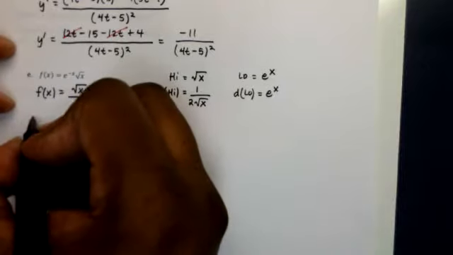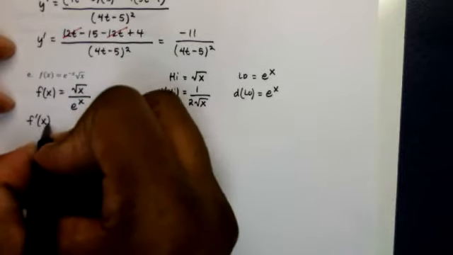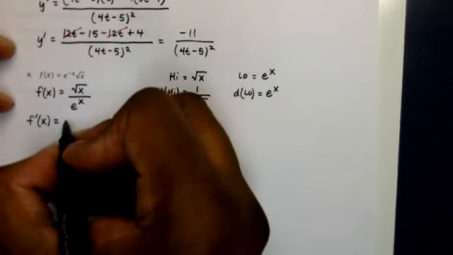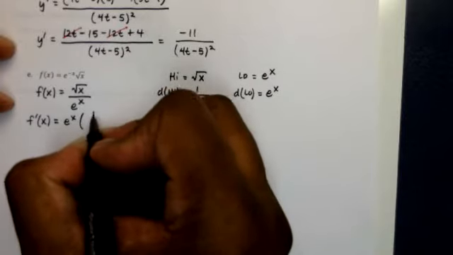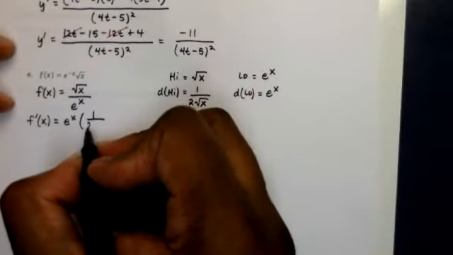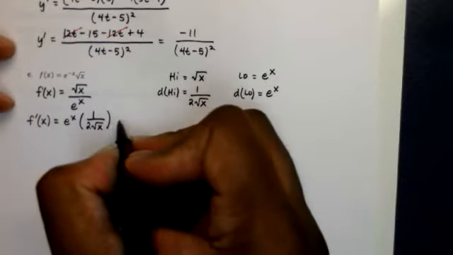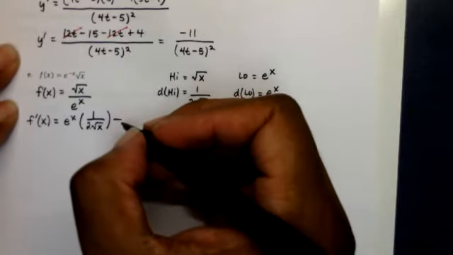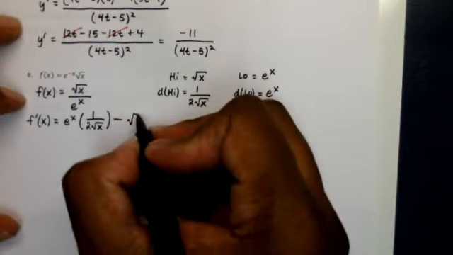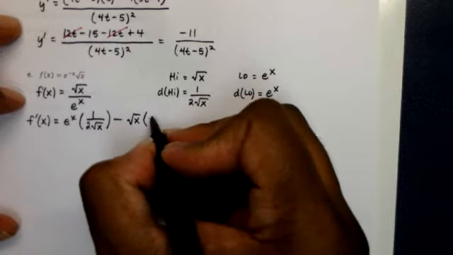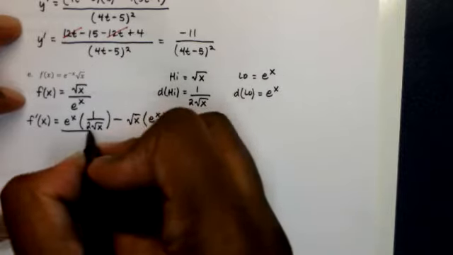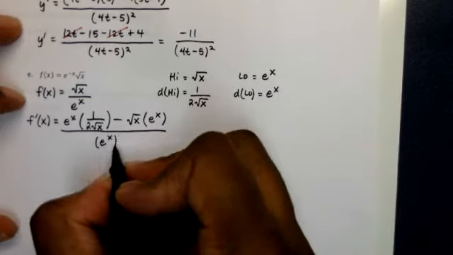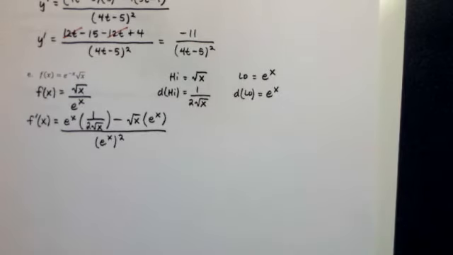Now let's find f prime of x using the quotient rule. So f prime of x will be this, the low times the derivative of the high. So the low is e to the x times the derivative of the high, which is 1 over 2 square root of x, and then minus the high times the derivative of the low. That'd be the square root of x times e to the x. All that's divided by the square of the low, e to the x quantity squared.